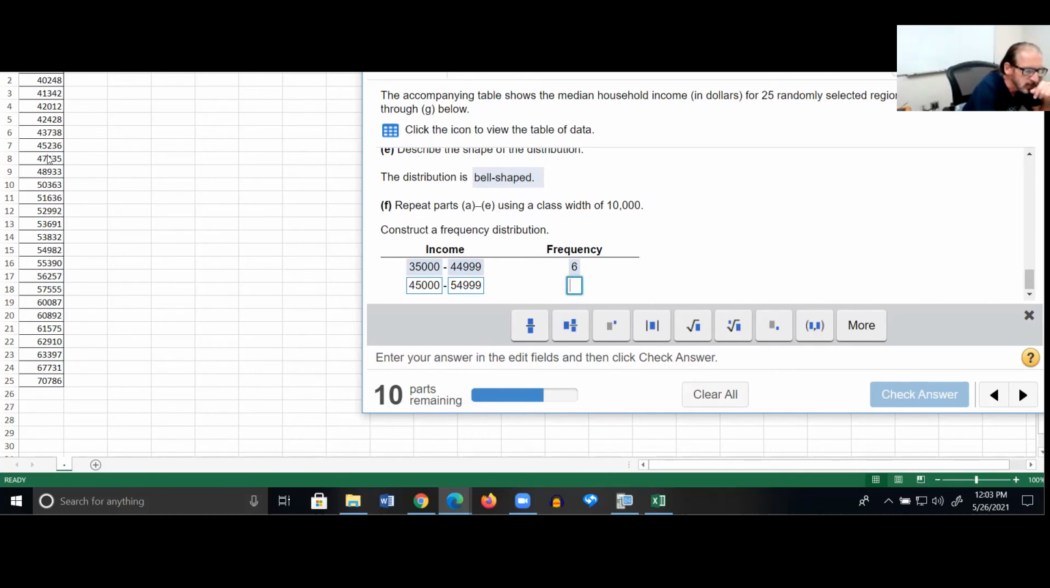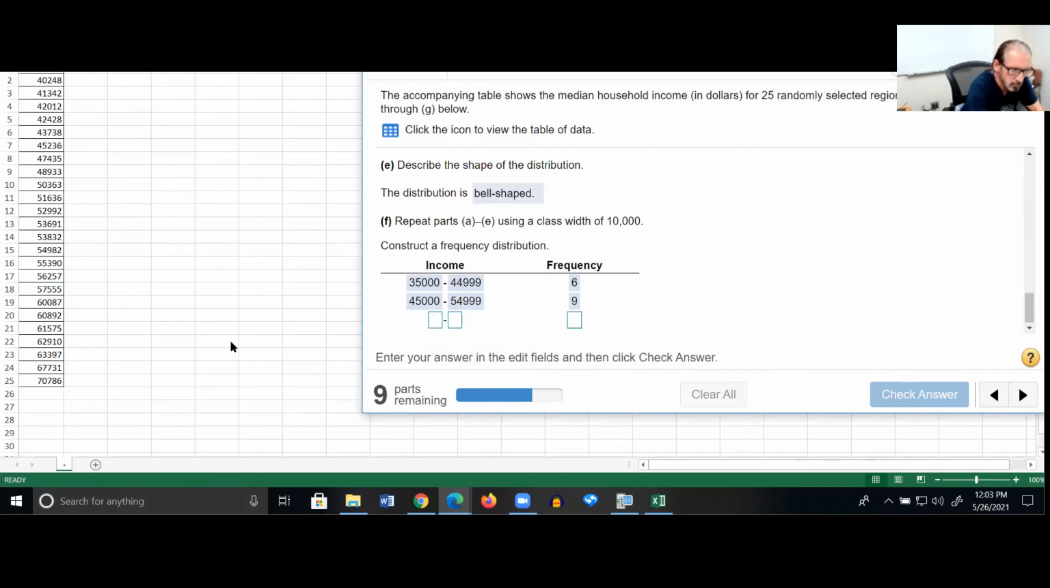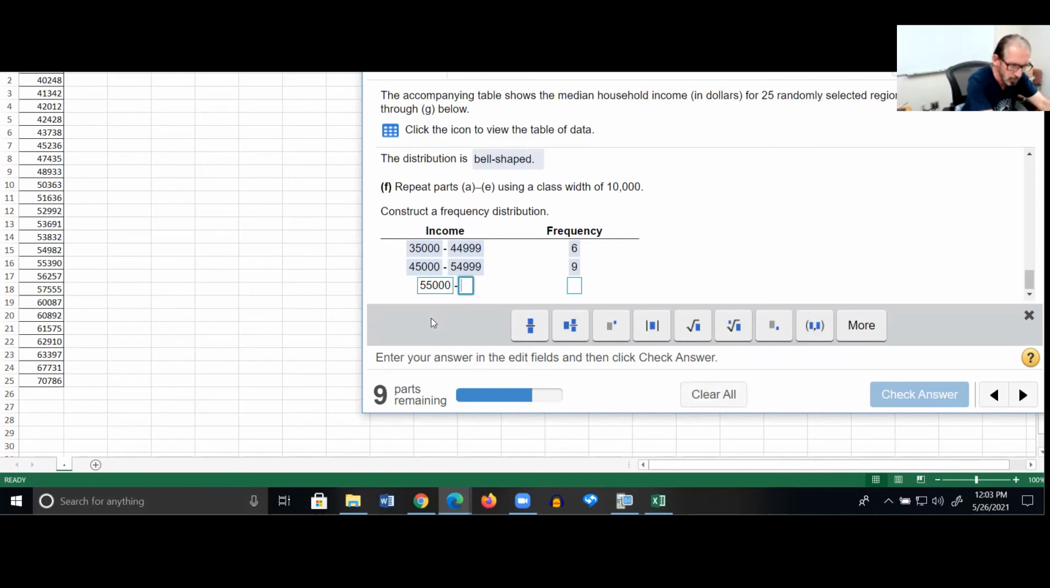Okay, 1, 2, 3, 4, 5, 6, 7, 8, 9 of them. And then 55,000 to 64,999. 55,000, starting with this one. This other one was in the previous class. 1, 2, 3, 4, 5, 6, 7, 8 of them. Next one's too high.